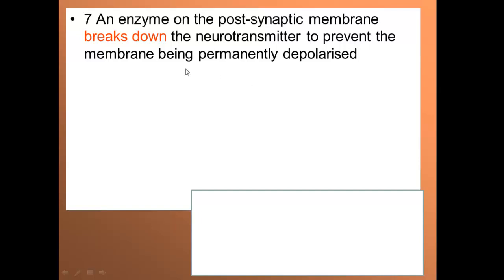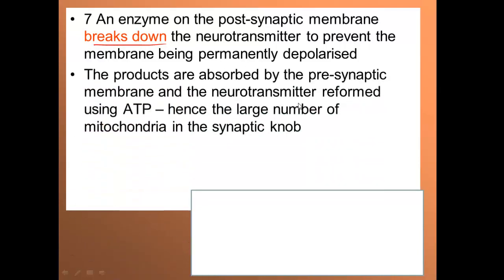Okay, we're on number 7, and we're on the B of a Cav drab. Look at that, we're almost there. An enzyme on the postsynaptic membrane breaks down the neurotransmitter. Now this is going to stop the membrane being permanently depolarized. This is going to be very important. And then we reabsorb the products of that breakdown back into the synaptic knob across the presynaptic membrane.